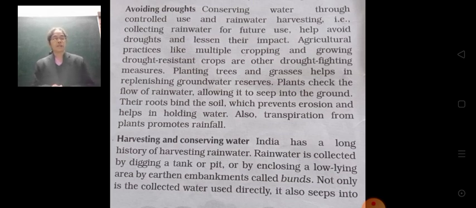by enclosing a low-lying area by earthen embankments called bunds. The making of bunds is one of the best ways to harvest rainwater. It is our duty to harvest rainwater and conserve the water for our future use. These are some of the things related to droughts. We can reduce the intensity of drought to an extent if we are a little careful.